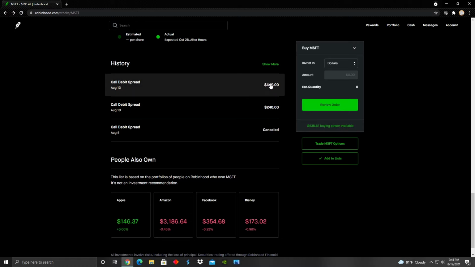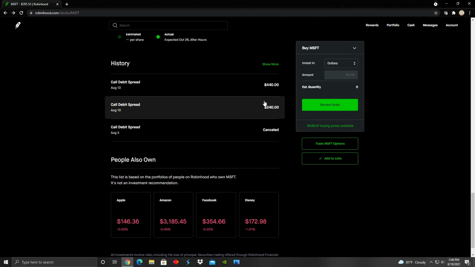So I was able to get an 83% return on my purchase of this call debit spread in just a matter of 4 days. And to put that into perspective, the S&P 500, which is an index fund that follows the top 500 companies in America, on average over the last couple decades has returned about 8% to 10% annually. So every 365 days, on average, the S&P 500 gives you like an 8% return. And I was able to get an 83% return in 4 days using this call debit spread.